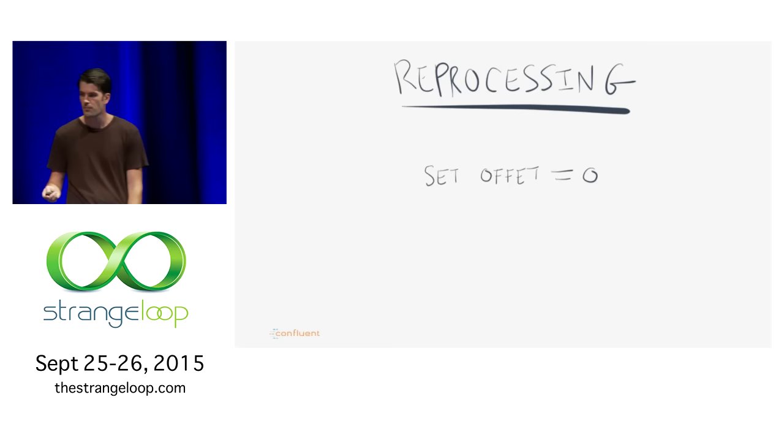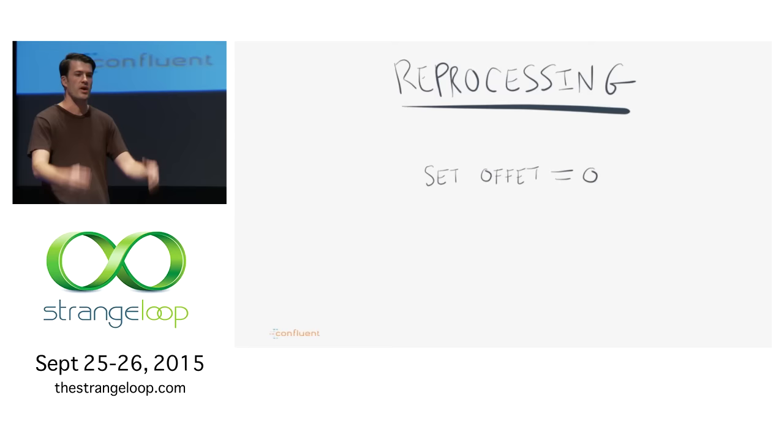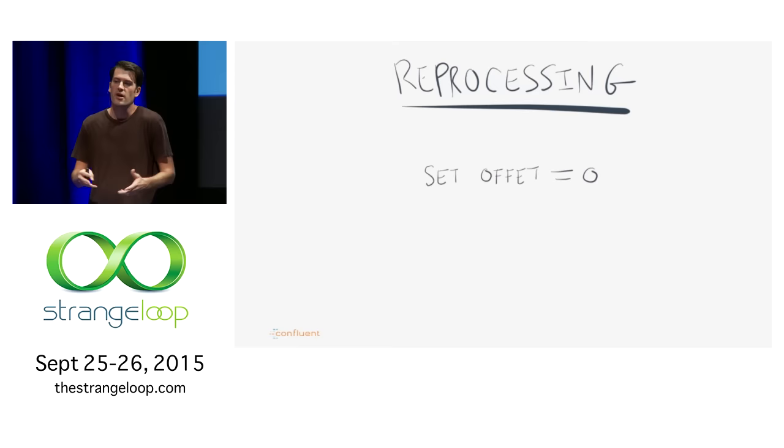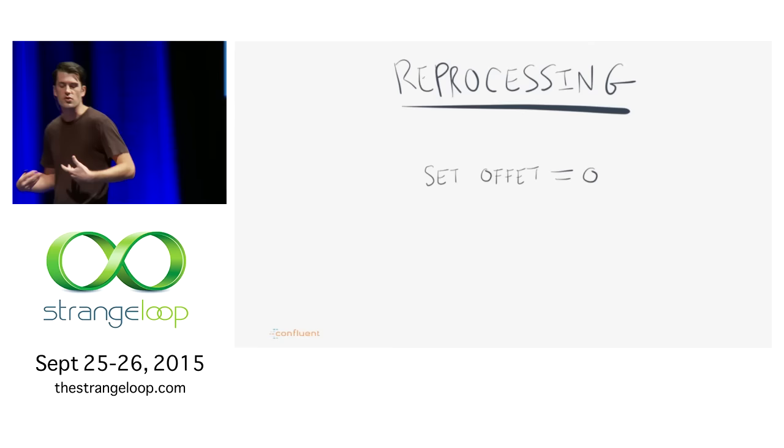And that brings us to this reprocessing problem. What do you do when you change your code and you need to recompute things? It's actually really simple. You just go back to the beginning of time and reprocess. And the beginning of time may not be everything that has happened, because you may have compacted that log down to just the most recent updates.